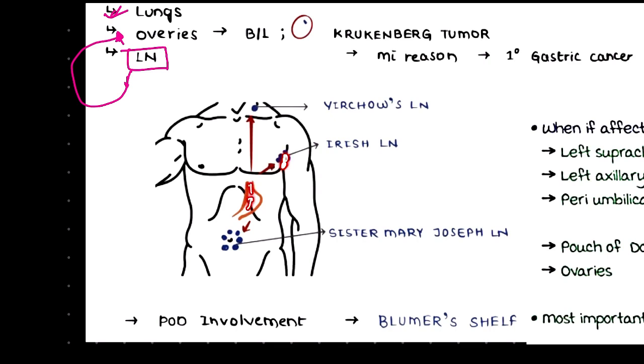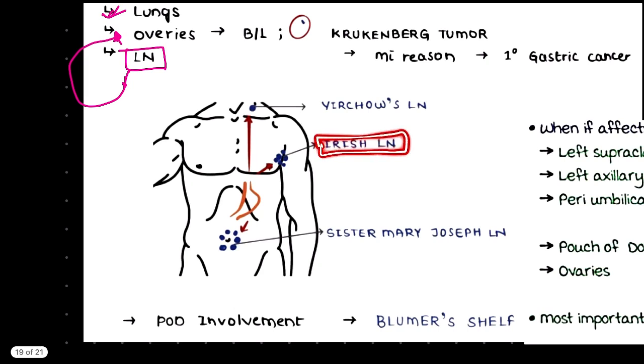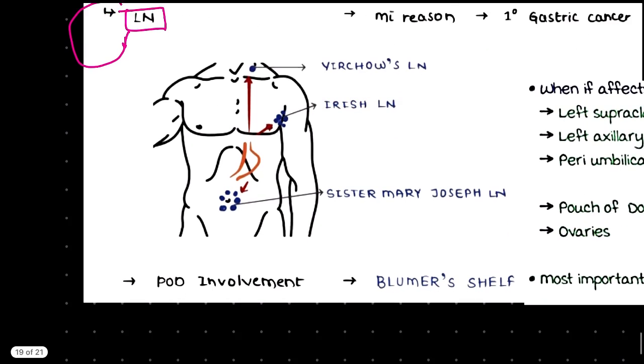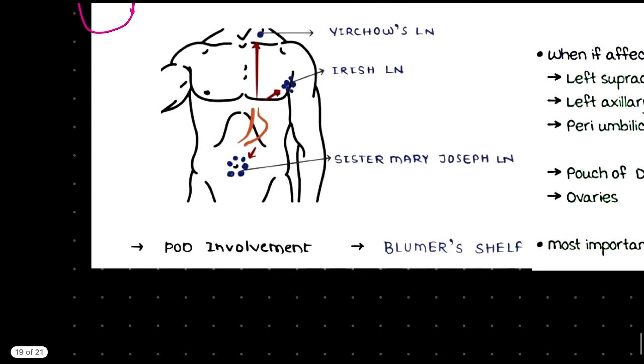So if there is spread of tumor in this left sided axillary lymph node, then it will be called Irish lymph node. And similarly we have another around the umbilical region, that is our para-umbilical area, with involvement of subcutaneous tissues around the umbilicus. This is called Sister Mary Joseph lymph node.